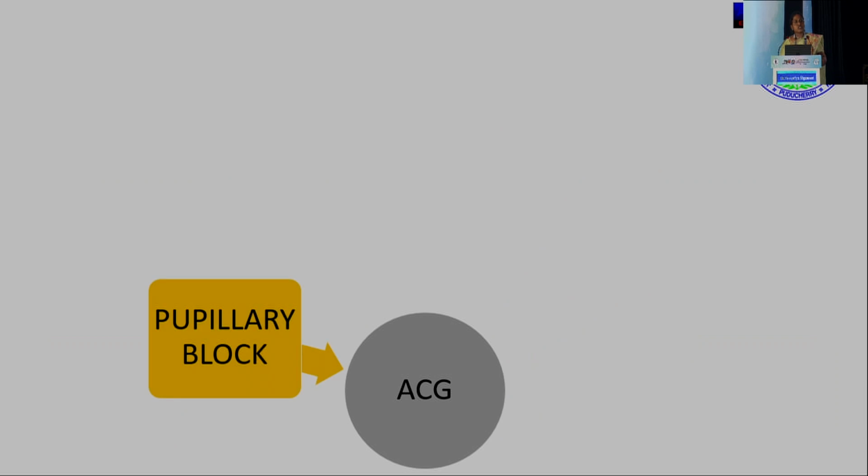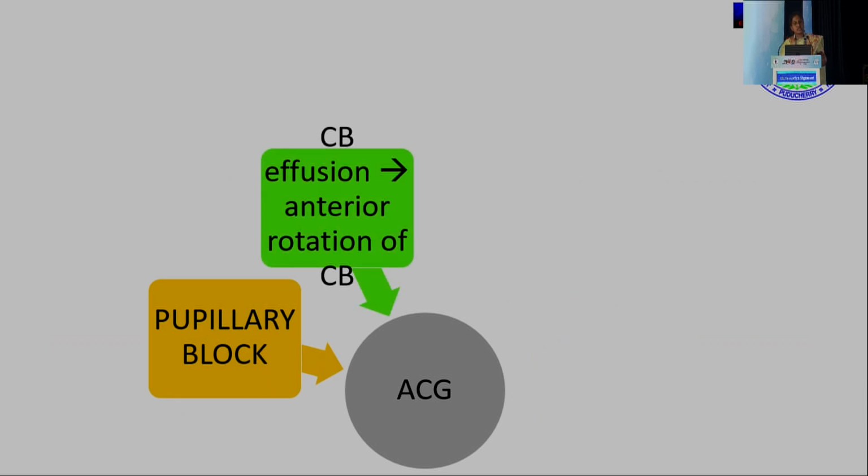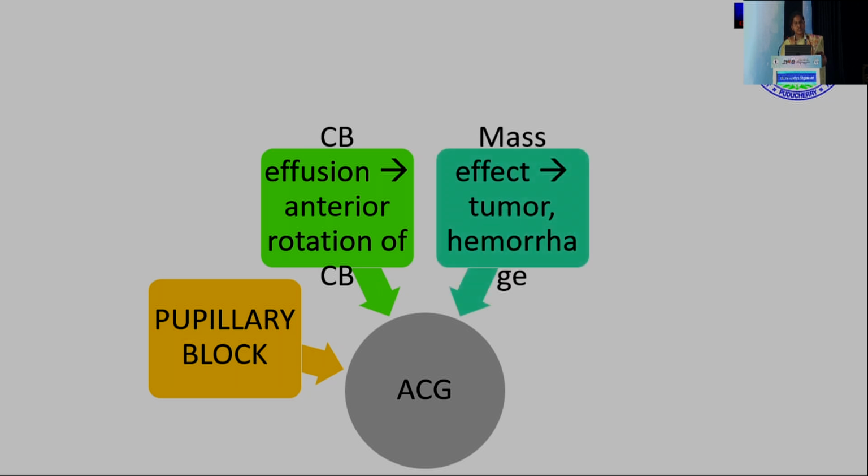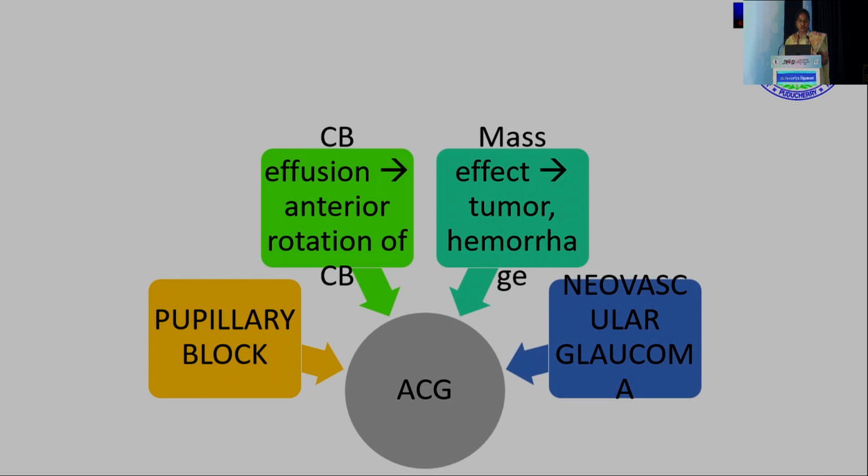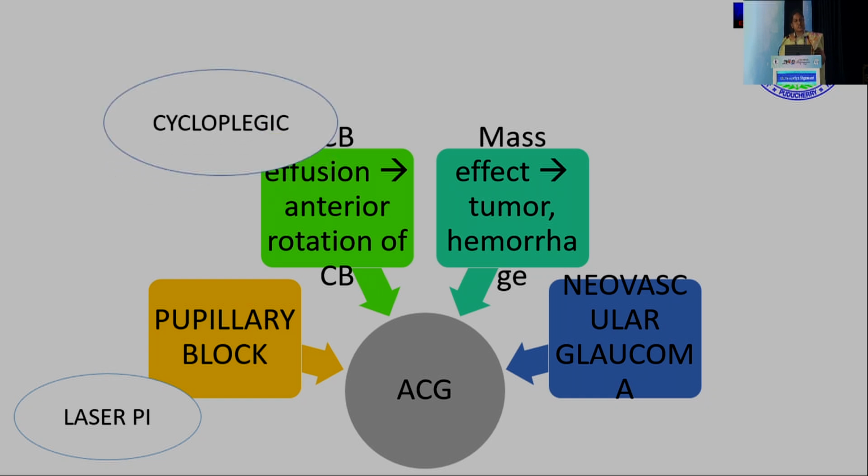An angle closure might be due to pupillary block, ciliary body effusion leading to anterior rotation of the ciliary body resulting in angle closure, or mass effect due to tumor or hemorrhage, and neovascular glaucoma. This we should know, because for pupillary block, laser PI works, and for ciliary body effusion, cycloplegics work.